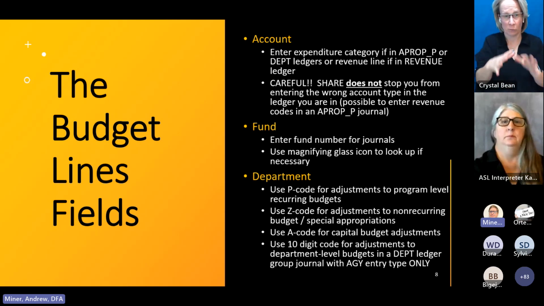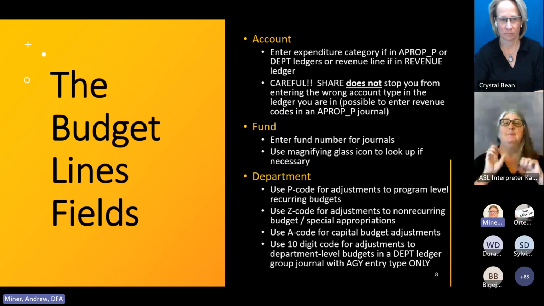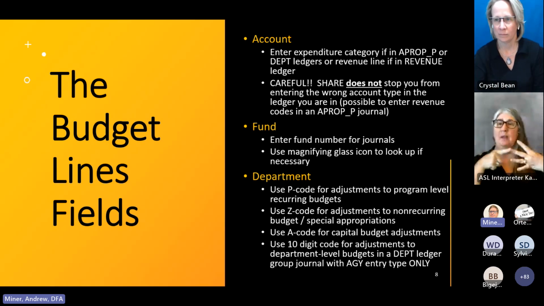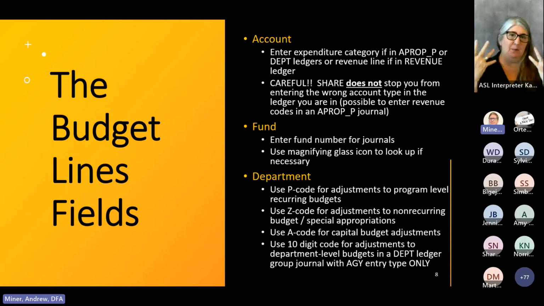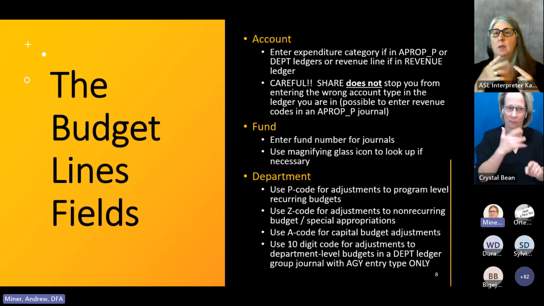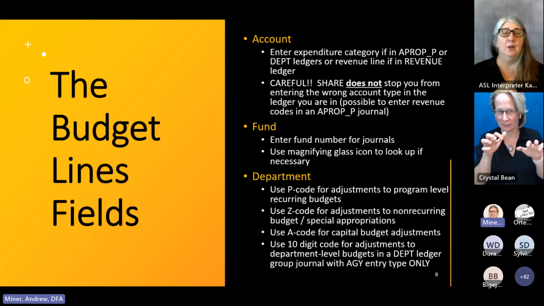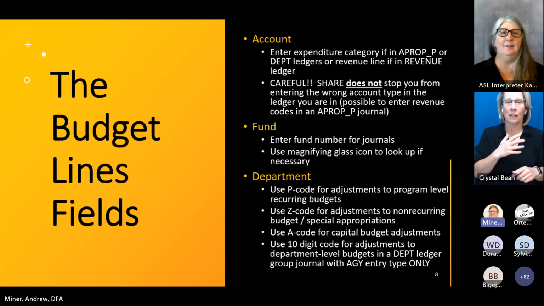Okay, and so then important to note here, the second bullet, something that I think is a real flaw in the Share system, but it is what it is. Share does not stop you from entering the wrong account type in the ledger you are in. So for example, you could create an Appro-P journal and put 499105 in the account, and Share would not recognize that as being wrong until we try to post it. So occasionally we will see that an agency submits a BAR, but they put the expenditure category on the revenue journal or something like that because Share lets you do that. So please be careful of that.